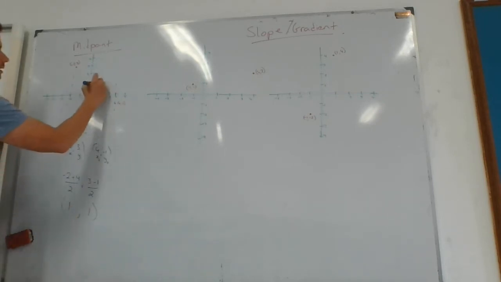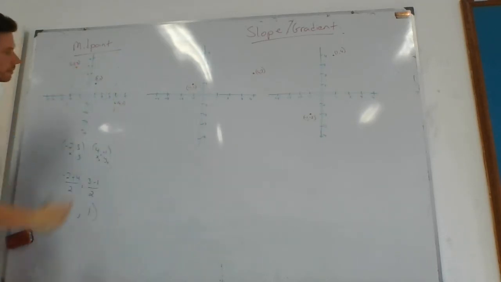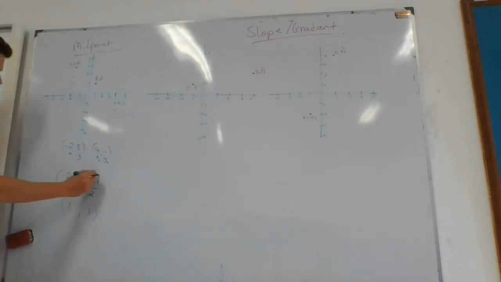Well, let's plot that in the diagram. 1, 1 is here. Does that look like it's halfway? Well, yeah, it's perfectly halfway. If my diagram was more accurate and I'd drawn it with a better ruler, it would be perfectly accurate. So this is how we do it.